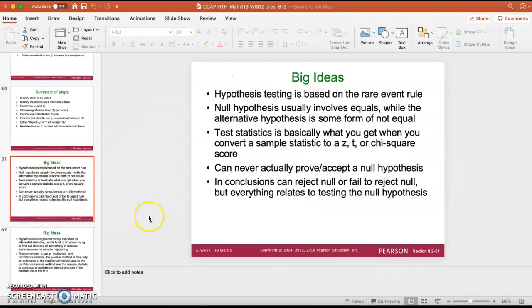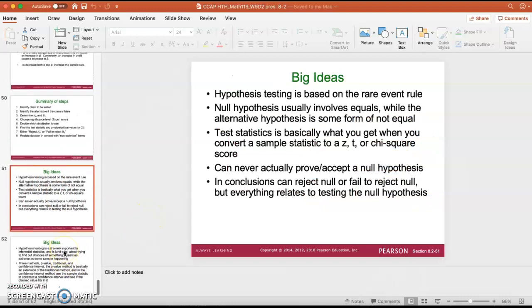And then I just wanted to rehash a couple of the big ideas here. Hypothesis testing is based on the rare event rule, so you can go back and read over that if you'd like. Then the null hypothesis usually involves equals of some sort, while the alternative hypothesis is some sort of not equal. So it could be not equal to, greater than, or less than.